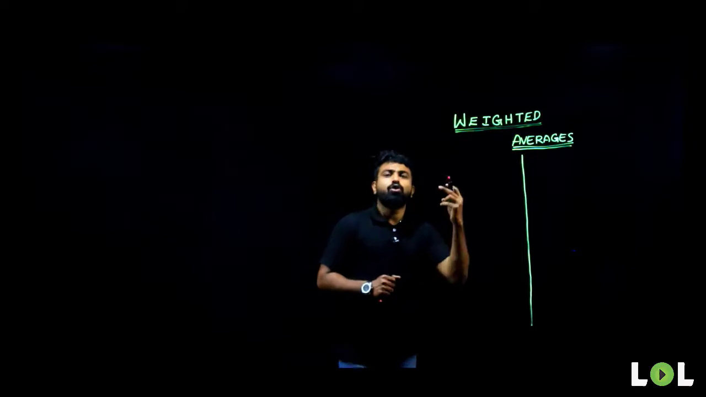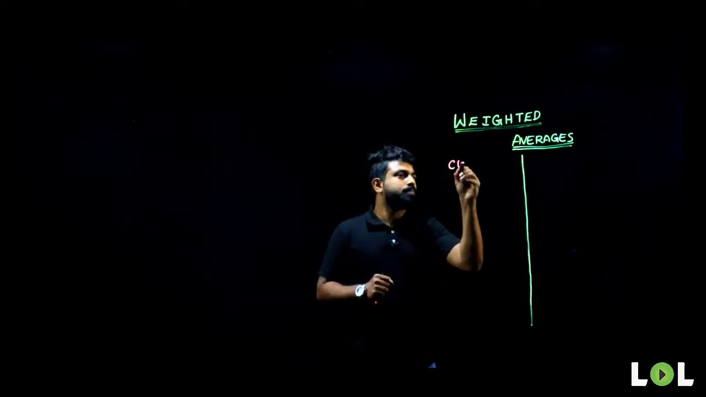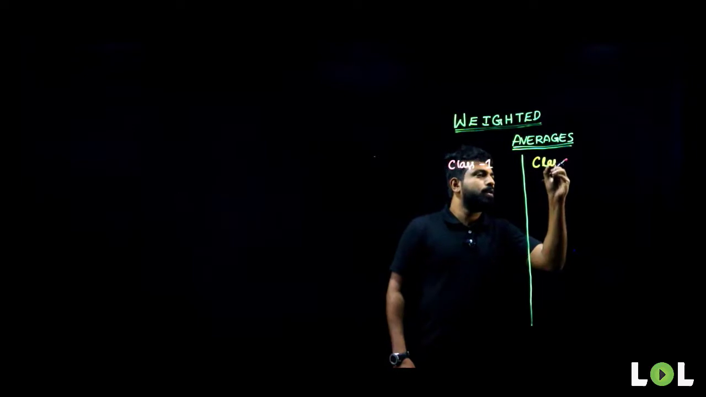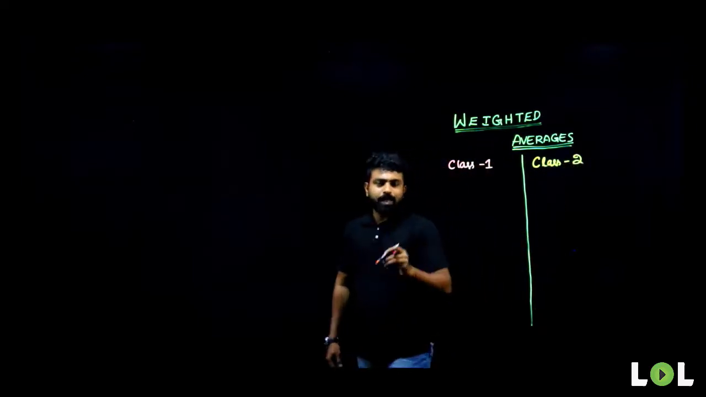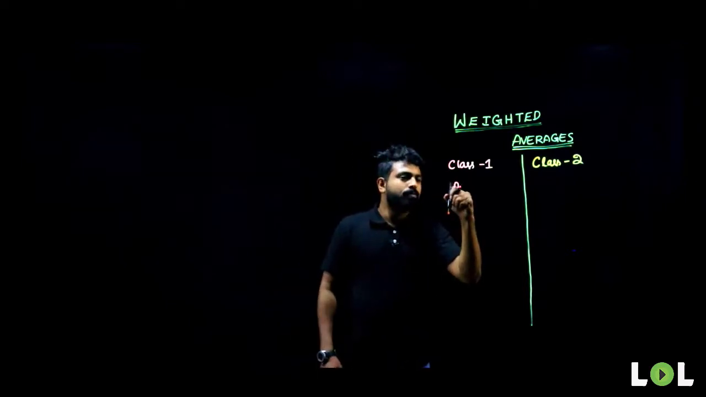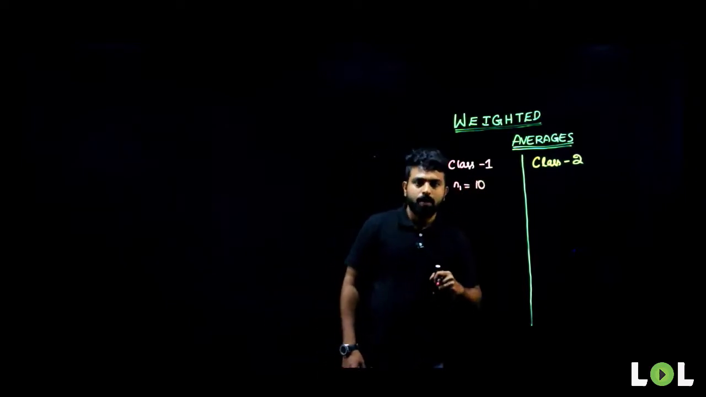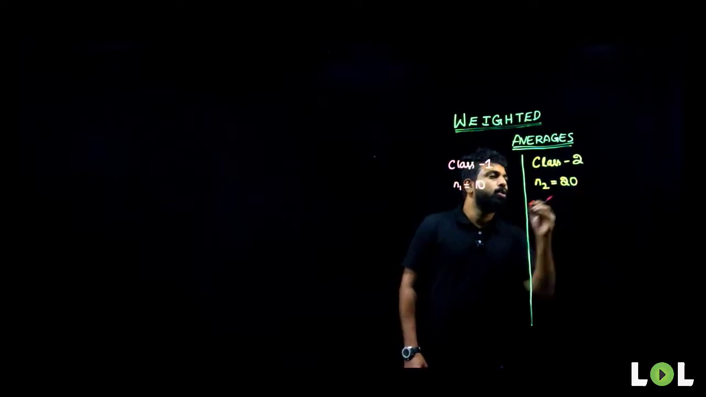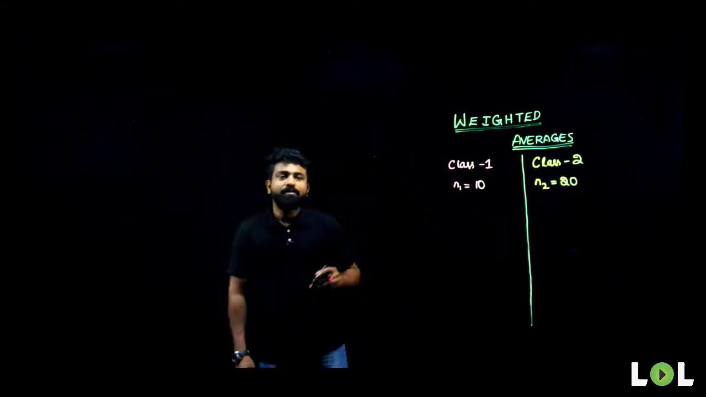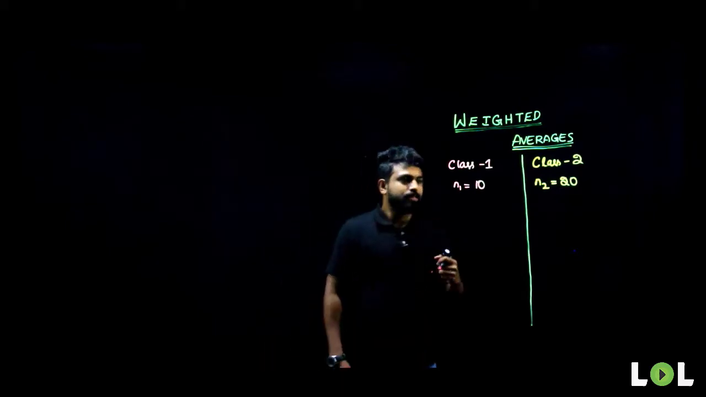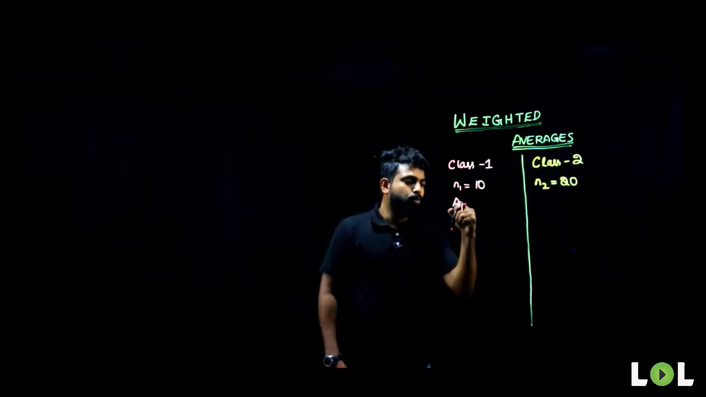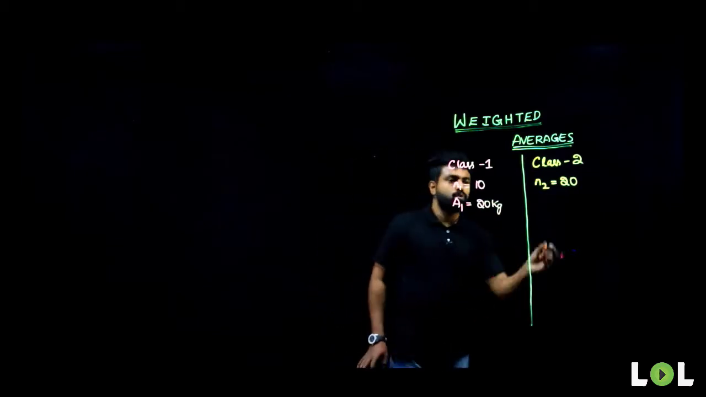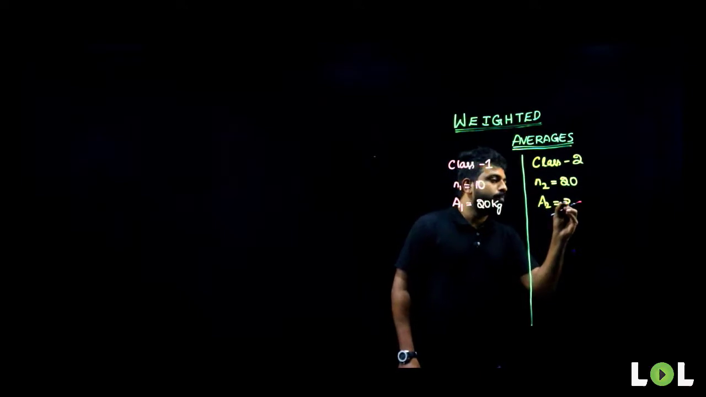Let me say there are 2 classes, that is class 1 and another class, that is class 2. Let me say there are 10 students in my class 1. The number of students in the first class will be 10. Let me say there are 20 students in class 2. Number of students in class 2 will be 20. What if the average weight of my class 1 is 20 kgs? Average weight of class 1 will be 20 kgs. And the average weight of my class 2 will be equal to 35 kg.